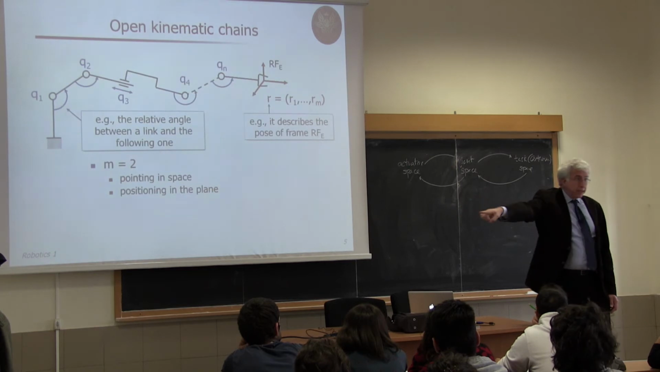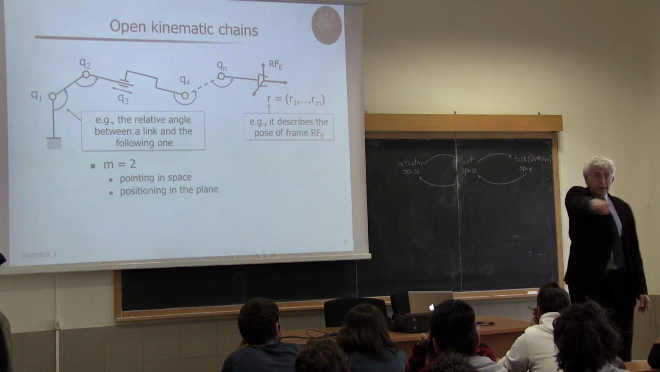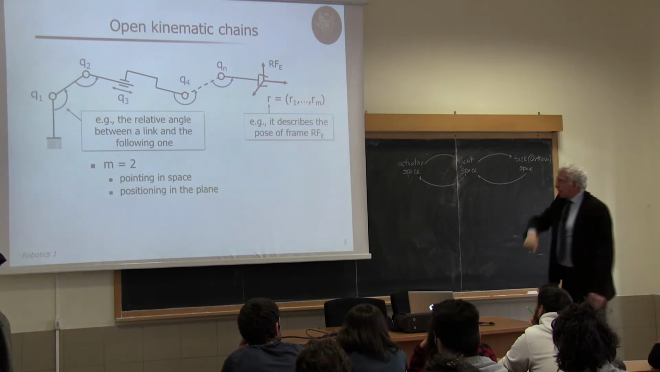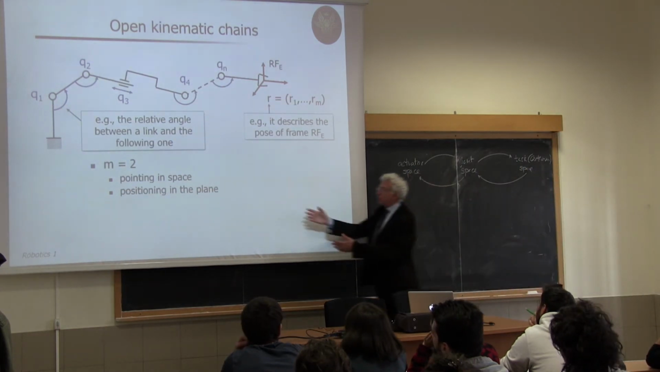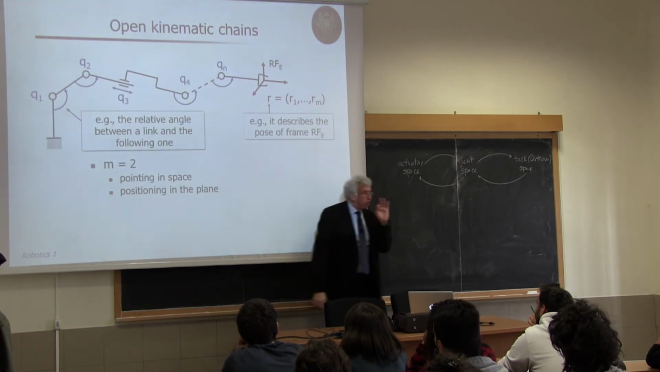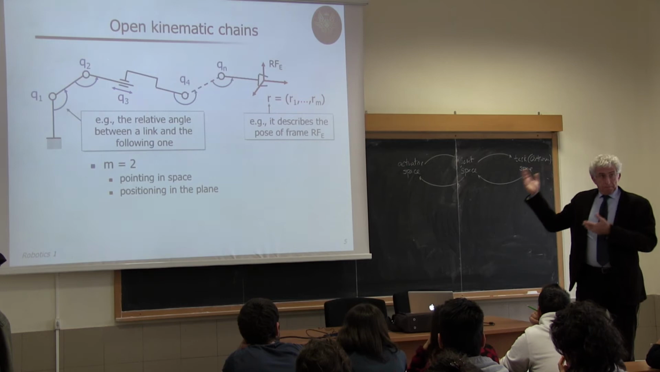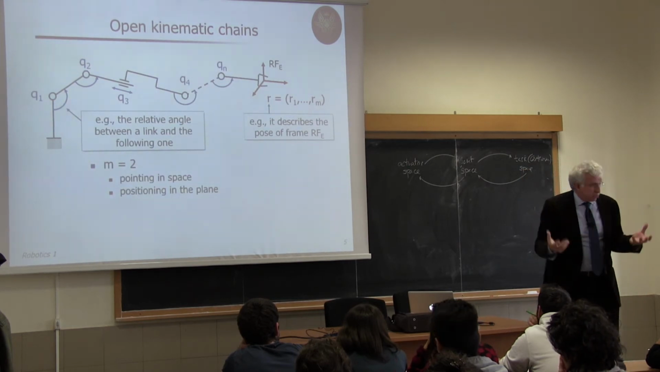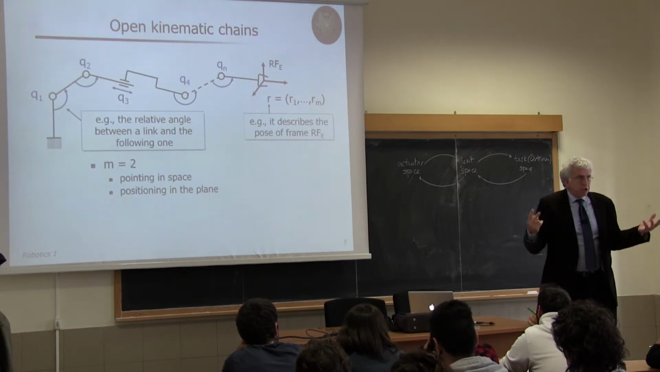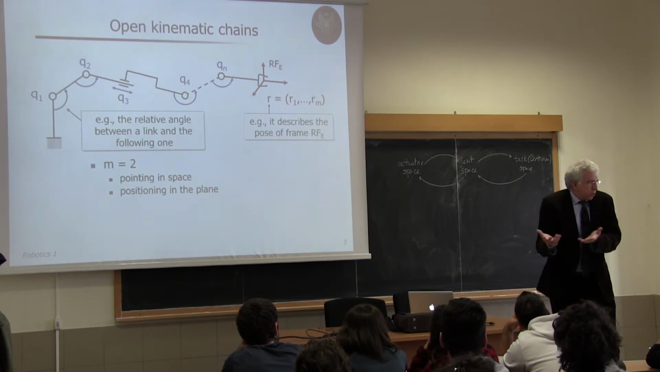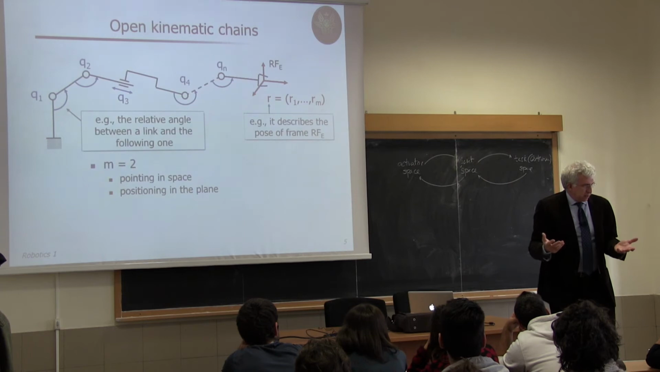If I'm pointing in space, it is rotation and then elevation, for instance. If I'm positioning an object, just positioning an object on the plane, how many parameters will I need to describe this task? Just 2. X and Y, yes, but also polar coordinates, R and theta, whatever.